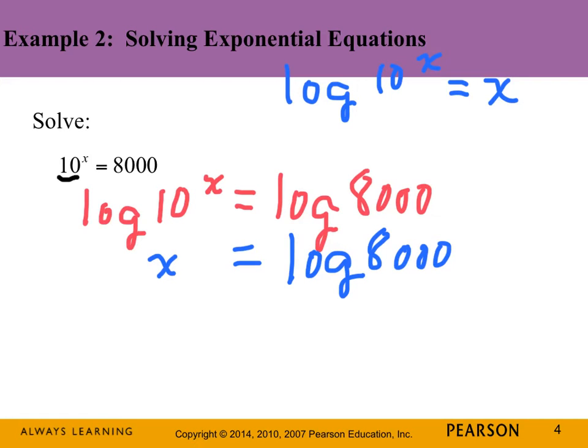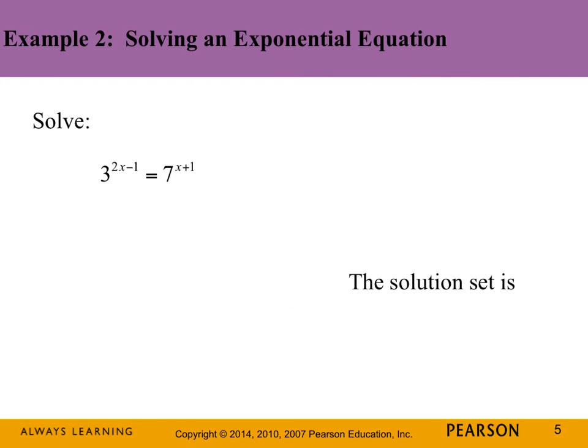Now that's the exact answer. If it's okay to round or approximate, we say x is about, and you can check this on your calculator, 3.90. Okay, on the last part of example 2, these are not base 10, so we're going to have to use natural log. Take the natural log of both sides. Natural log of 3 to the 2x minus 1 equals the natural log of 7 raised to the x plus 1.